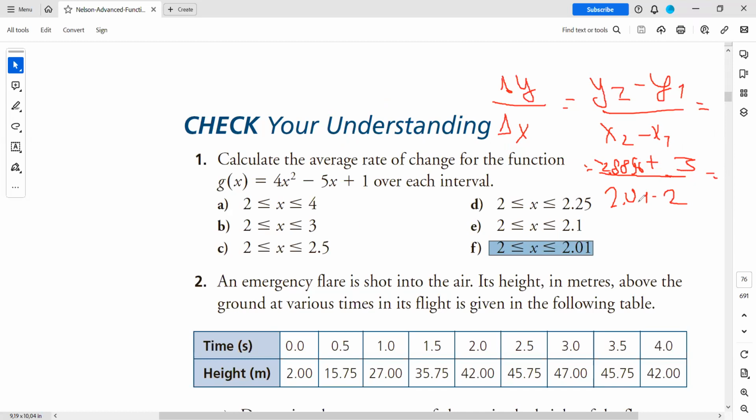It's going to be negative 2.8896 plus 3, which equals 0.1104 divided by 0.01. And we divide this by 0.01, and I get 11.04. Okay, I showed you this algorithm one more time.